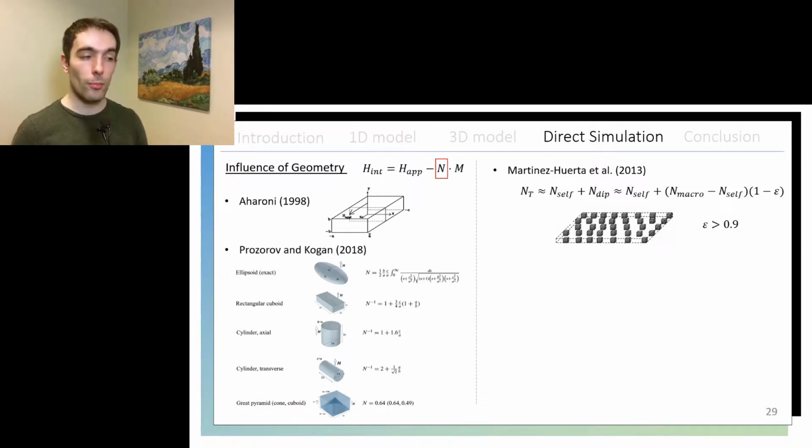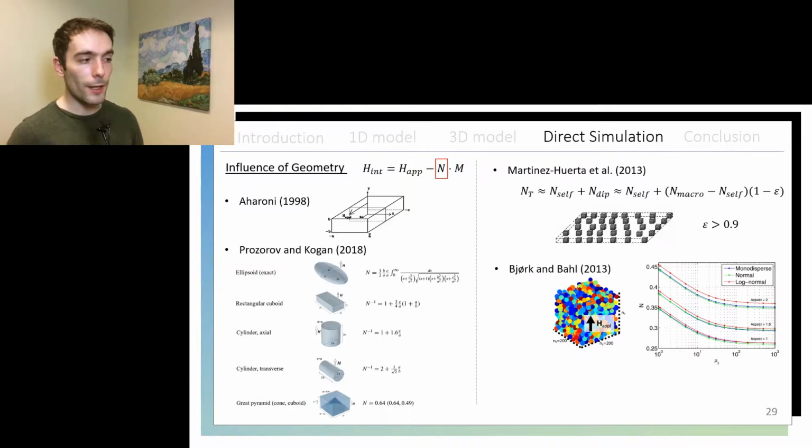So Martinez Huerta et al. provided an approximation for clusters of particles of high porosity, and they analytically obtained that approximation and then experimentally validated it. And the approximation is rather simple. The total demagnetization would be a summation of the self-demagnetization and the dipolar interaction between those particles. And at the same time, the dipolar interaction would be proportional to the porosity of those clusters and the difference between the total demagnetization of the macroscopic shape of the regenerator and the self-demagnetization of those particles.